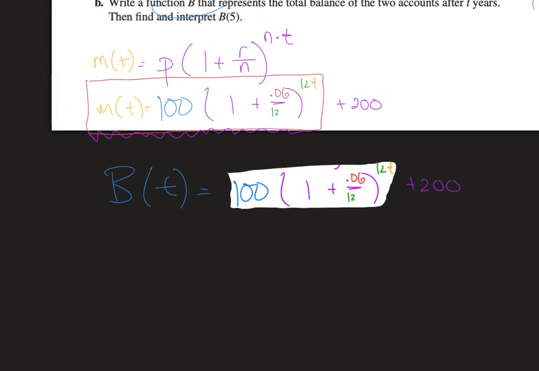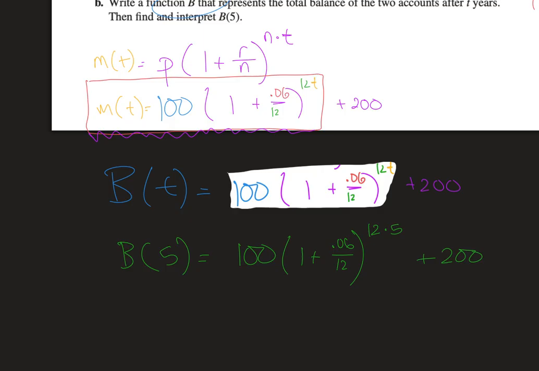So what that looks like is B of 5 equals 100 times 1 plus 0.06 over 12, to the 12 times 5 power, plus 200. So check it out. The only thing that changed for B of 5 is we replaced the t right there. That's the only place it changed. And now you're going to grab a calculator because this is obviously quite crazy looking.